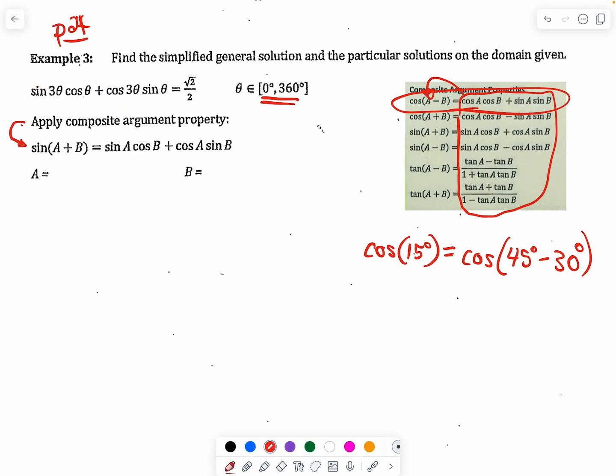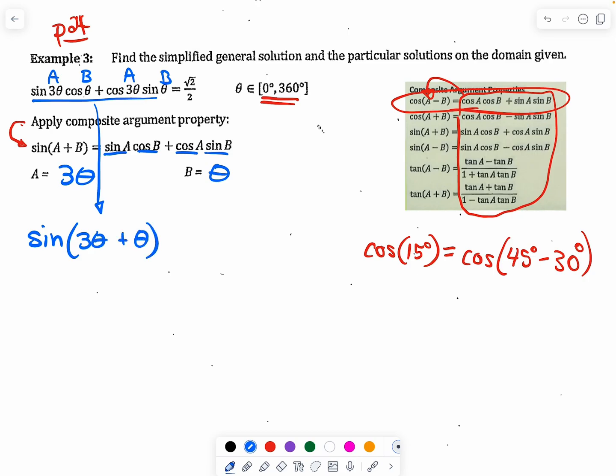Overhead, I'm going to write down the A's and B's of this one. The sine of 3 theta, I'm going to call it A. Cosine theta, I'm going to call that B. Plus cosine 3 theta, that's A, sine B. We are in the form of sine A cosine B plus cosine A sine B, where A in this case is 3 theta and B is just theta. That can be condensed into the sine of 3 theta plus 1 theta equals radical 2 over 2.